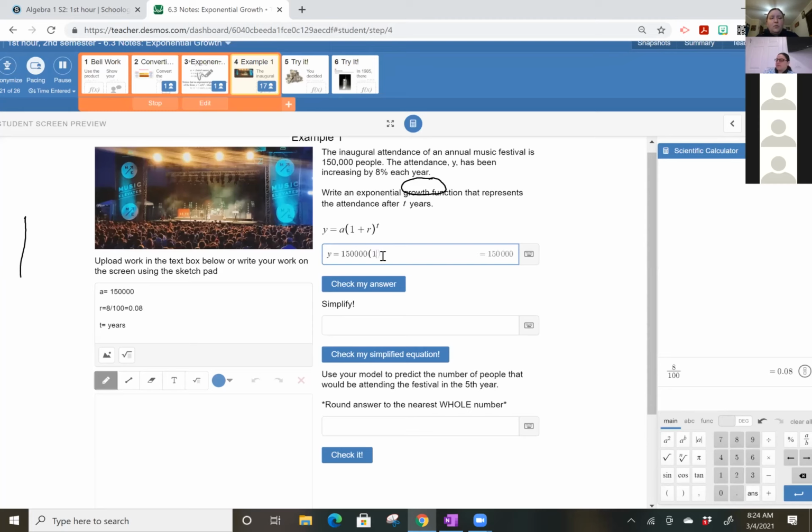All right, then we have the 1. Now notice that we're adding. It's because we said that we're increasing by 8%. That's why we're adding. Tomorrow we're going to be decreasing, so we're going to be subtracting.